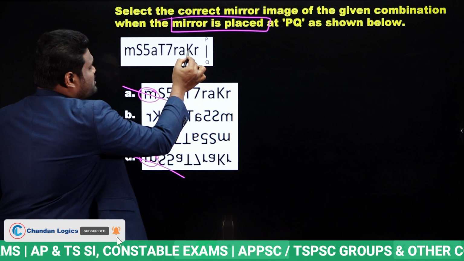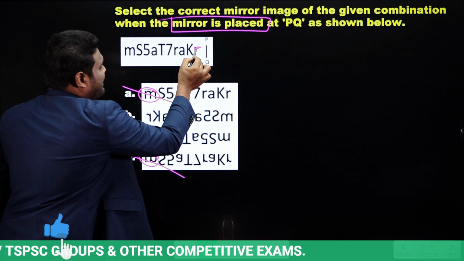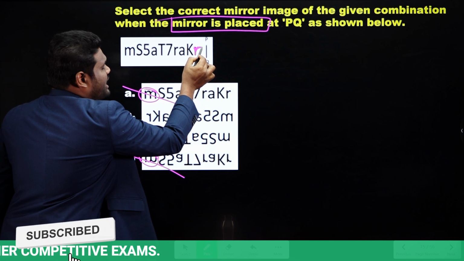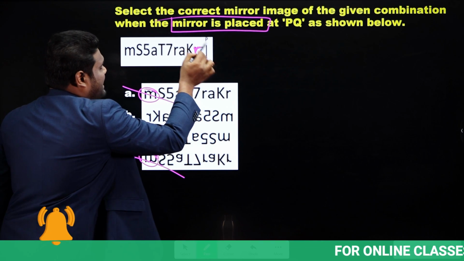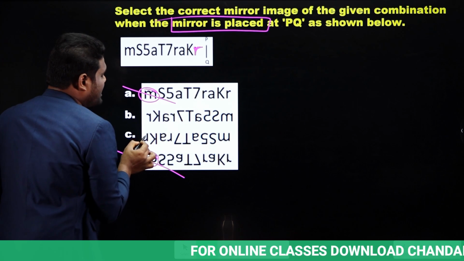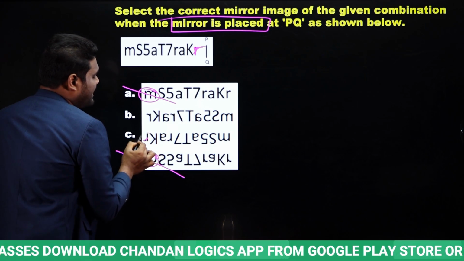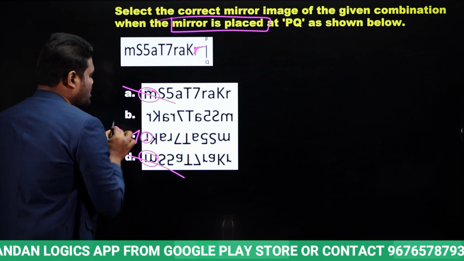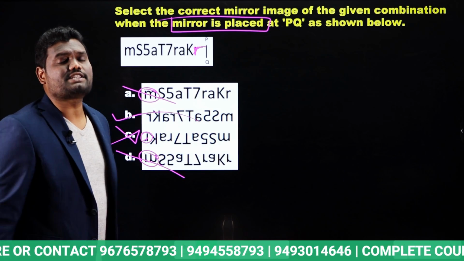Which means this one or this one should be the answer. Here, if you observe, R is in the top. When it is in the top, in the mirror image there will not be a change in top and bottom. Only left will become right, right will become left, but top and bottom will not change. But here, this is actually in the top, and now it became bottom, which means this is not the mirror image. So I can clearly say that the answer for this is option B. Very simple, just fraction of seconds.